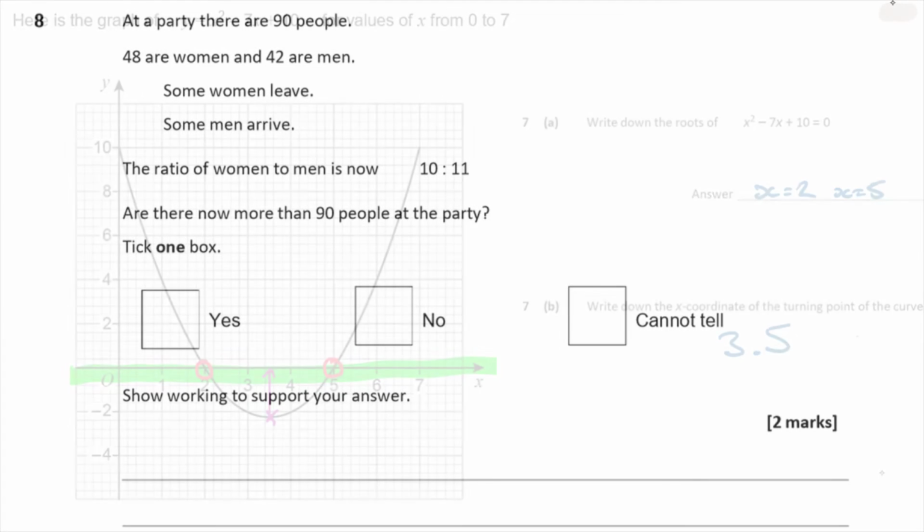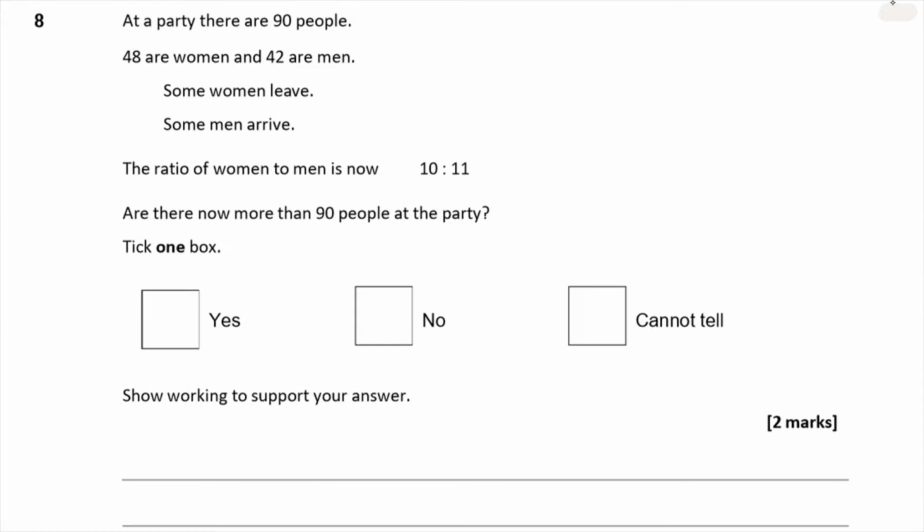Okay. Question 8. At a party there are 90 people. 48 are women and 42 are men. Some women leave. Some men arrive. The ratio of women to men is now 10 to 11. Are there now more than 90 people at the party? And I can either say yes, no, or cannot tell.